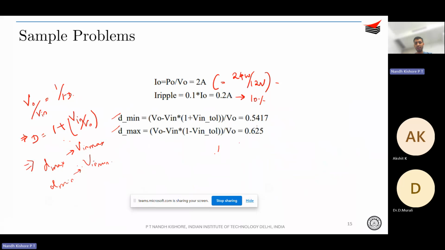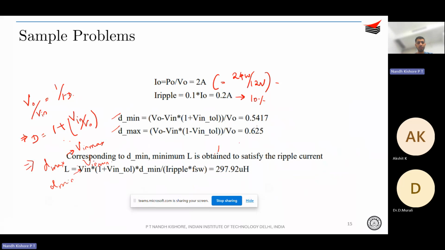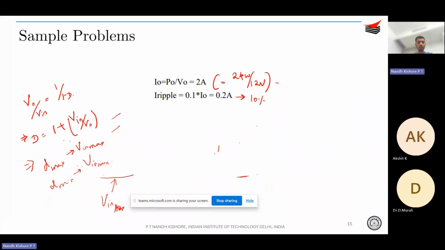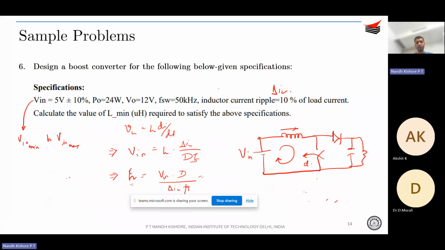So intuitively, or by seeing this, you understand that you should calculate for D min and Vin should be maximum. So from this you get the value for L. I'm not lingering on this for long, but this is something that we have already done for boost converters in week 6 or week 7. So this is the first part of the problem, that is to calculate the value of L.